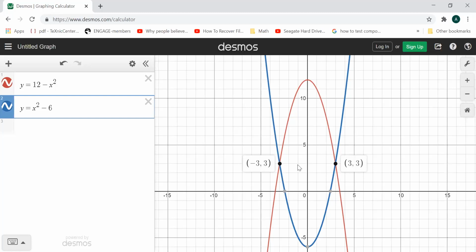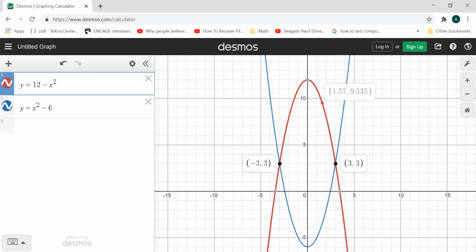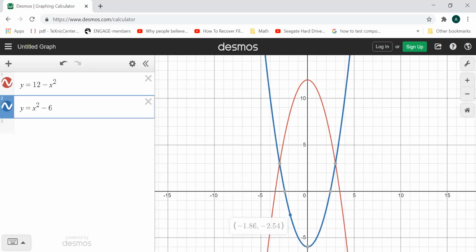Now if I want to calculate, I also see another thing that's useful to us: the red curve is the top part. So this one here is the top part, and that has equation 12 minus x squared. So I know that the first one is the top part. The blue curve, this one here, is the bottom part.